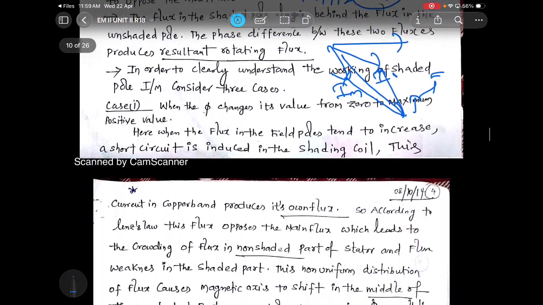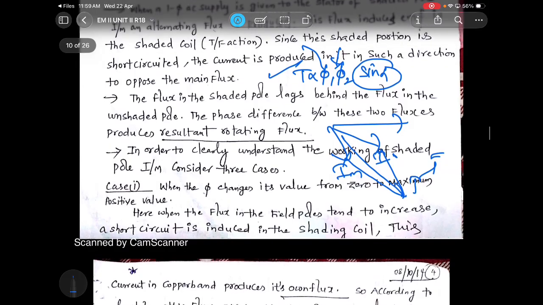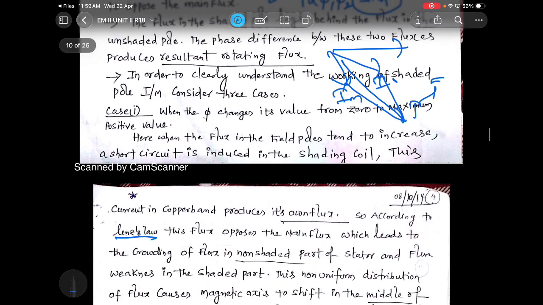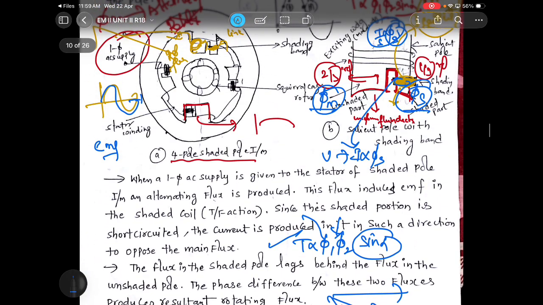So we need to be a little bit elaborative. As you can expect this for 10 marks here, we will try to see three cases. I hope now you understood how the rotor rotates in the shaded pole induction motor. Ultimately, we need to see how the rotor rotates. By introducing one extra additional flux, we can see that the rotor can be rotated.